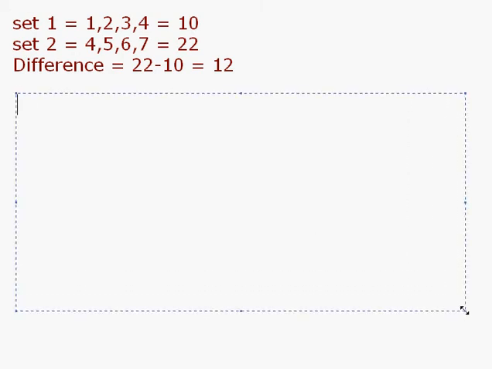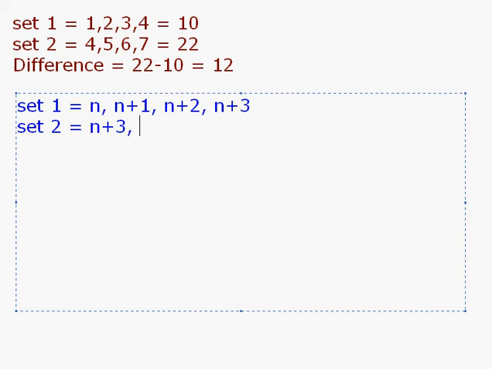So if you want to go by the plain method, let the first number of set 1 be n, then n plus 1, then n plus 2, then n plus 3. So set 2 will start with n plus 3 because there is one common. So n plus 4, n plus 5, and n plus 6, right? So these are the various sets that we can have.